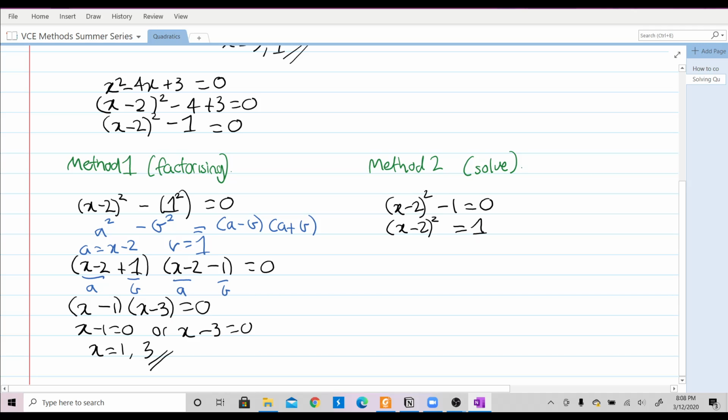And then what we're going to do now is square root both sides. So the square root of (x minus 2) squared becomes x minus 2. And the square root of 1 becomes plus or minus 1. To make that a bit clearer, it's plus or minus the square root of 1, which is plus or minus 1. So just write that here. We're going to square root.